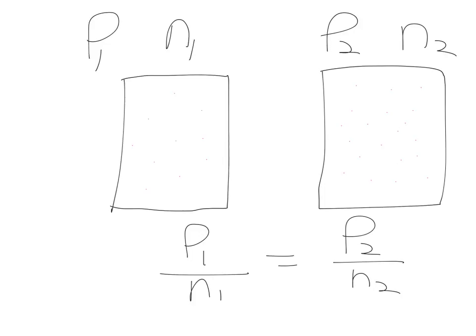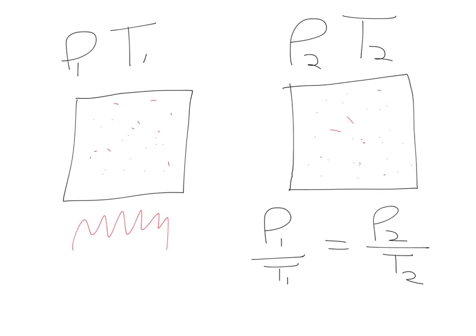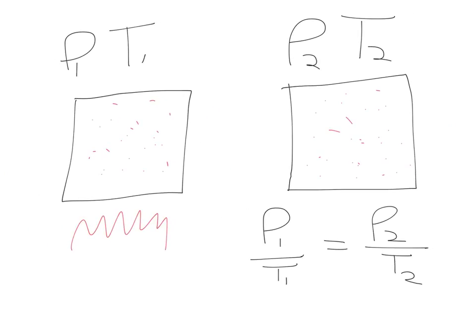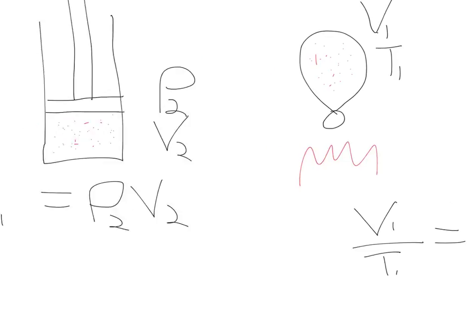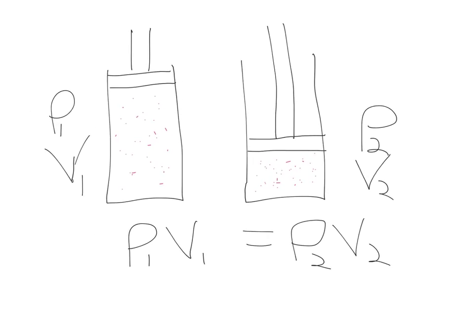Again, a direct relationship. So we have 4 relationships. This is Avogadro's relationship, sometimes known as Avogadro's law, that the number of moles is directly proportional to the pressure. You have Gay-Lussac's law, where the pressure and temperature are directly proportional. You have Charles's law, where the volume and temperature are directly proportional. And you have Boyle's law, that the pressure and the volume are inversely proportional. These are the only 2 factors that we see that are inverses of each other in the gas laws.